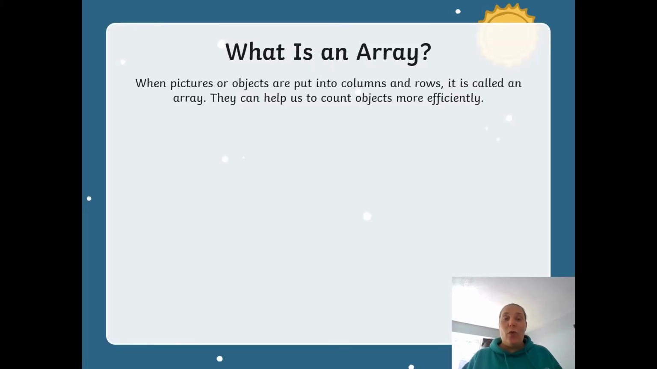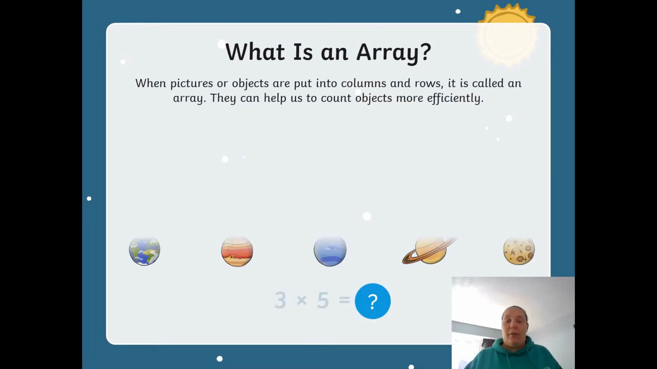So first of all, what is an array? When pictures or objects are put into columns and rows, this is called an array. And they can help us to count objects much more quickly, because we can count in steps of 2, 5 and 10 or different numbers as well.